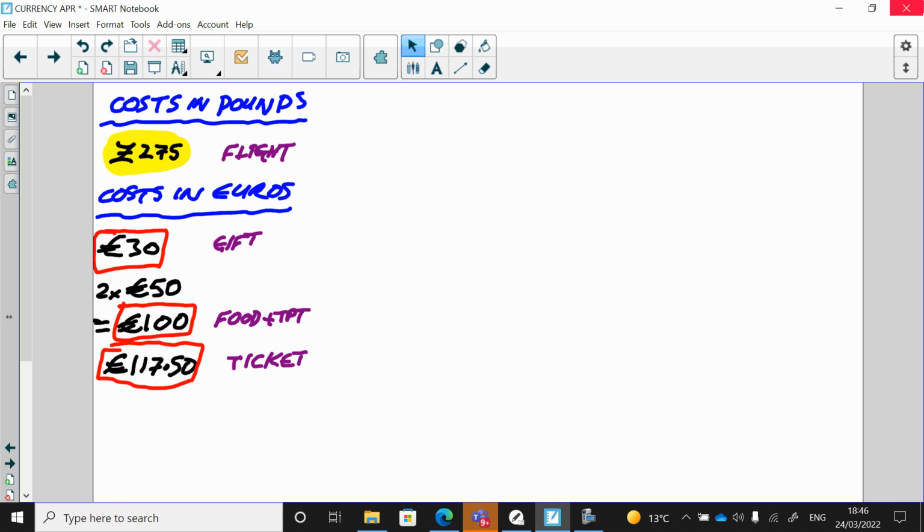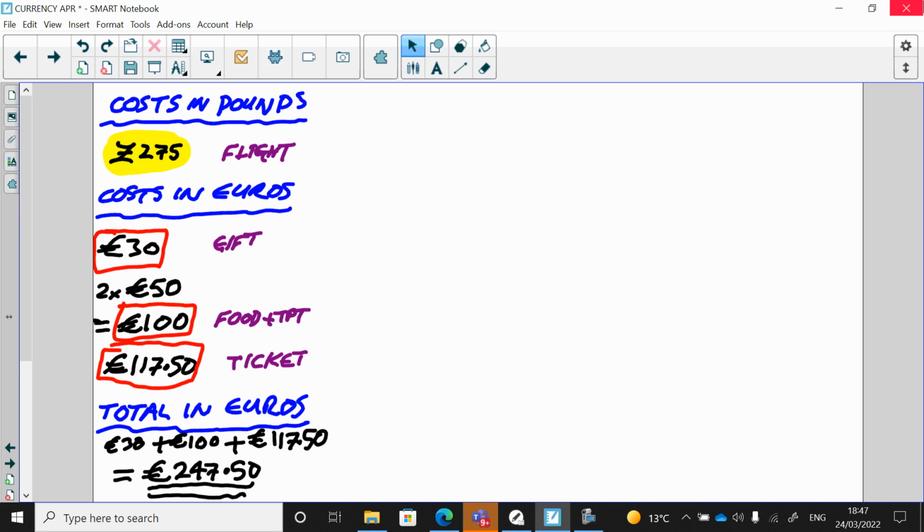So these are the 3 things that I'm going to add up because I want my total cost in euros here. Just add those 3 figures together: 30 euros plus 100 euros plus 117 euros and 50 cents. Add them together and we get 247 euros and 50 cents. Right, that's everything in euros.